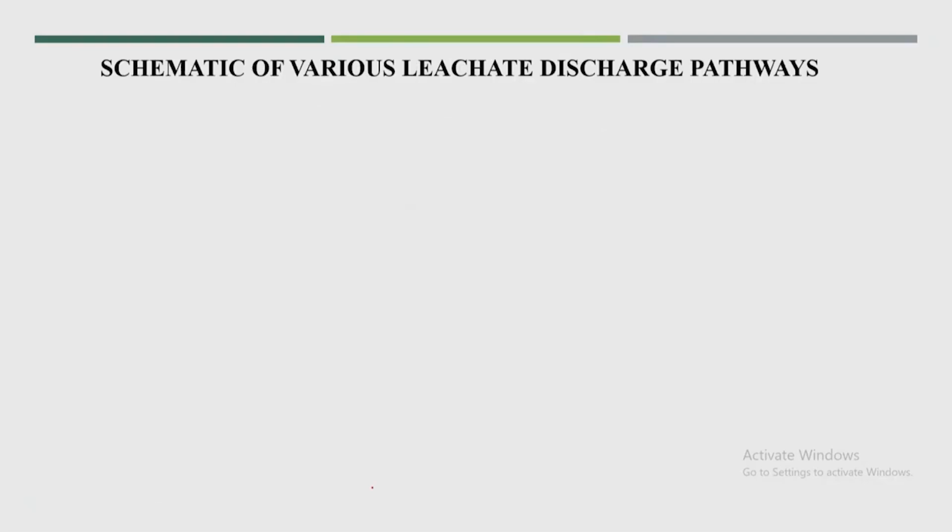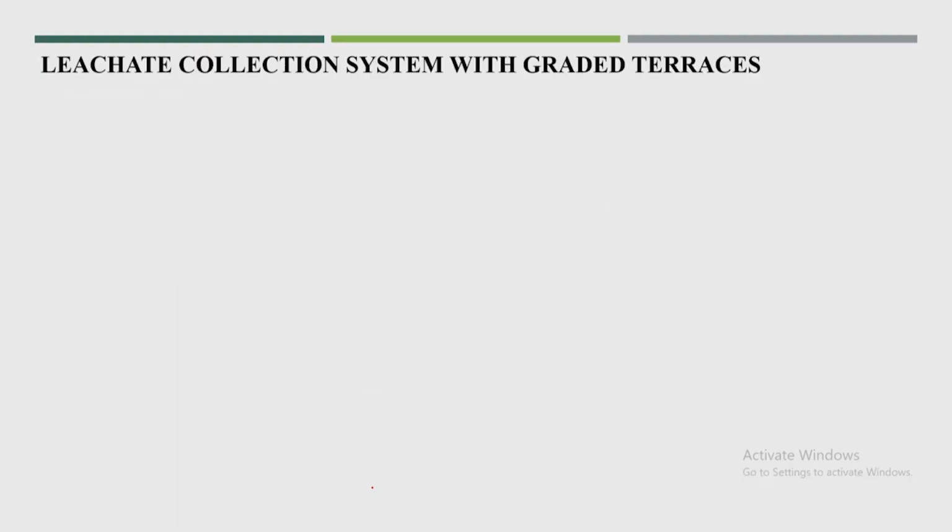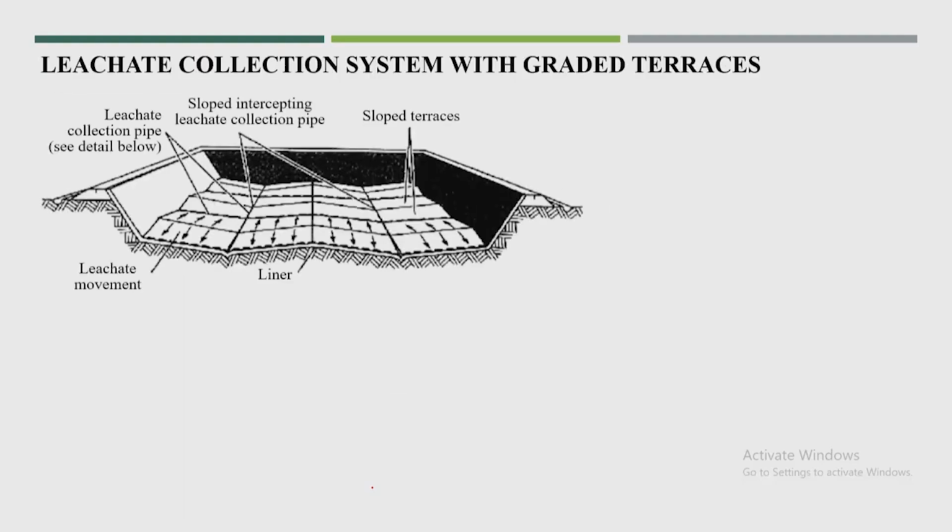So, this is one schematic of various leachate discharge pathways. So, this is one way the discharge is finally coming out of the leachate, and even the toe seepage is also possible. So, this is how the collection pipes will look like.